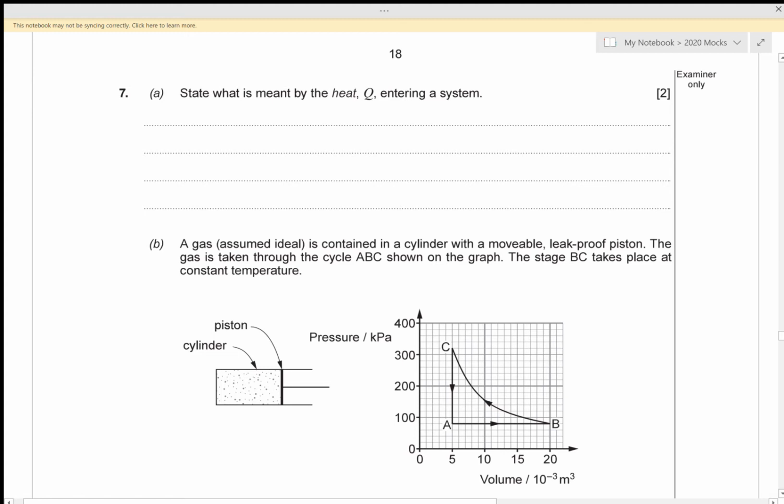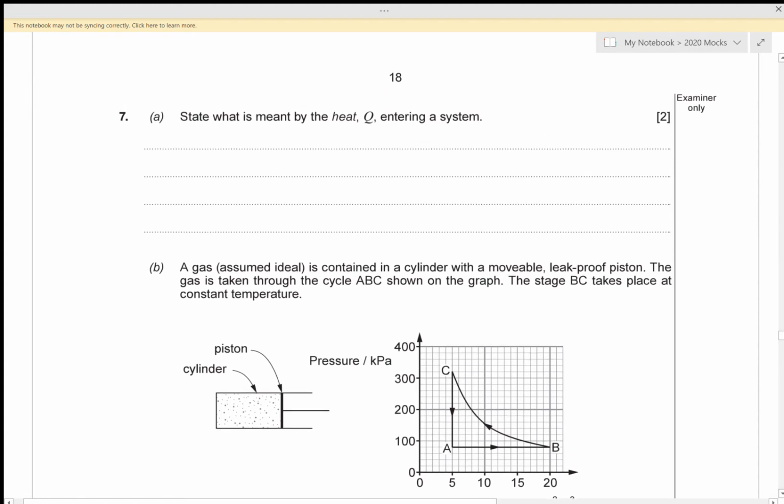The first part of this question, state what is meant by heat Q entering a system, and this is worth 2 marks. So in general, heat is, as a phrase, what we use to describe energy that is thermally transferred. Contrary to a popular misconception, heat is not the energy that something has stored within it due to thermal vibrations and things like that. That we refer to as internal energy.